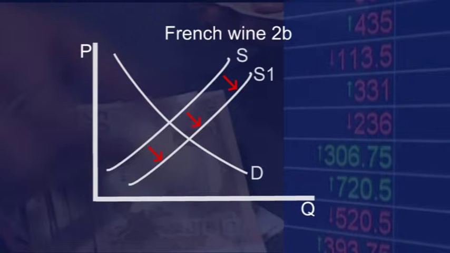So what actually happens is that the supply curve shifts to the right, indicating now a greater quantity of French wine demanded, and as you can see, a lower price. Why is the price lower? Because costs of production are now lower thanks to the government.